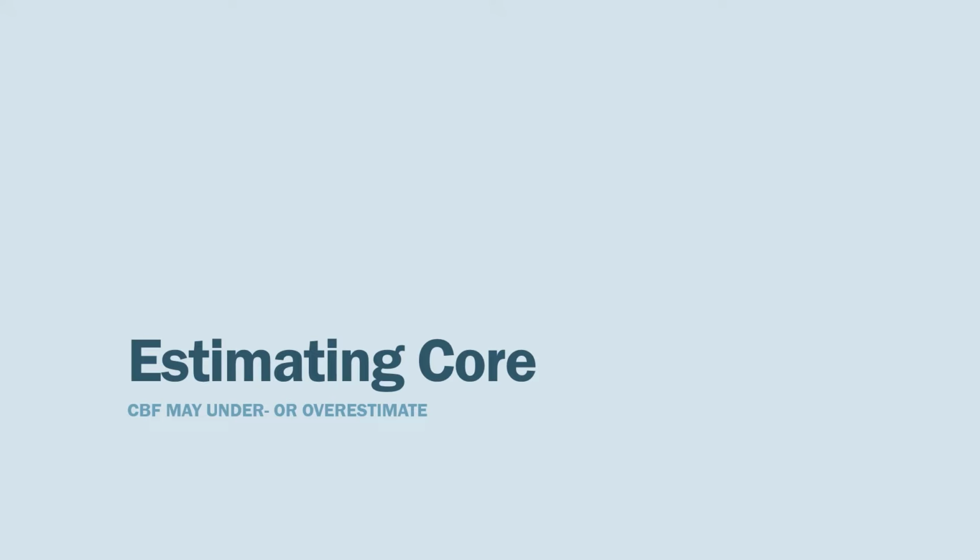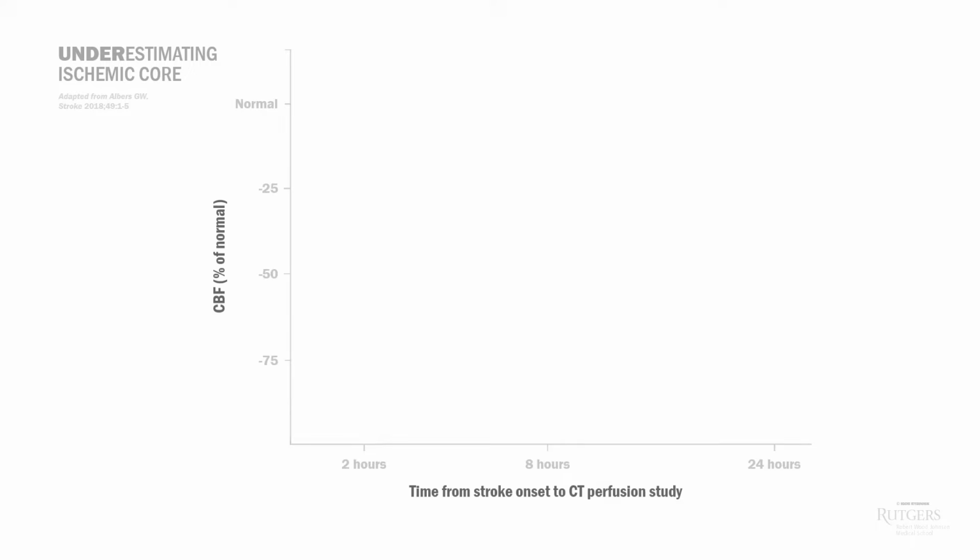Let's talk about underestimating the core first. Remember that CTP maps do not actually identify infarcted tissue. They identify regions with low blood flow that can predict infarcted tissue. But cerebral blood flow in the patient with large vessel occlusion can change with time. Imagine a hypothetical patient with acute left middle cerebral artery occlusion. Cerebral blood flow is illustrated here as a function of time. Here's the well-accepted CBF less than 30% threshold.